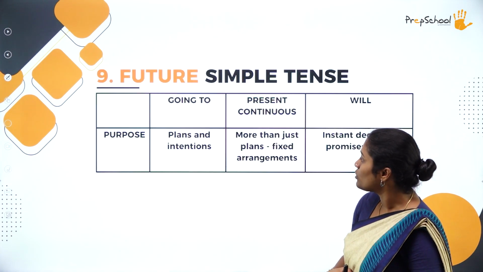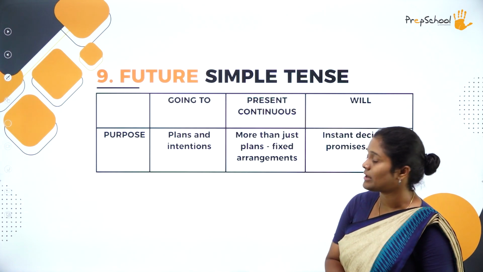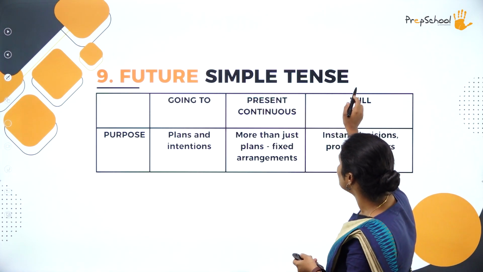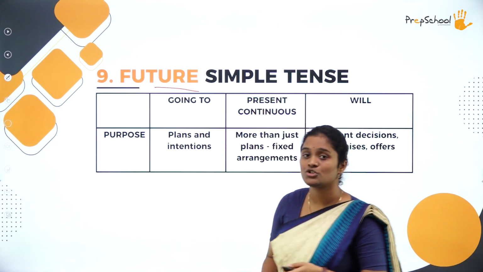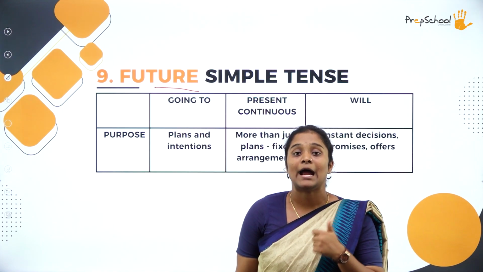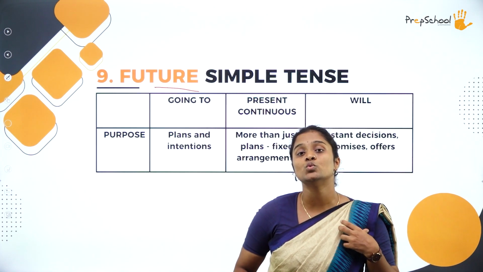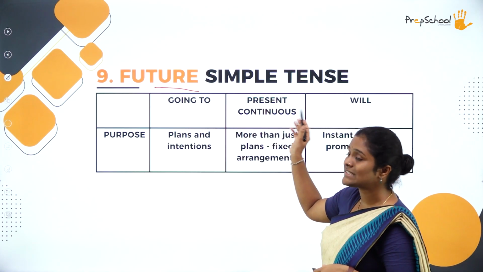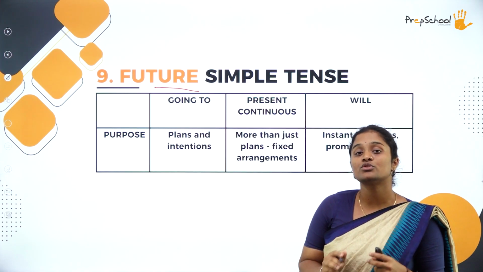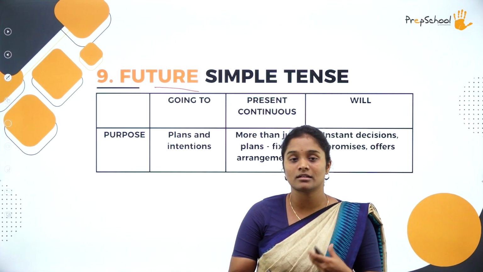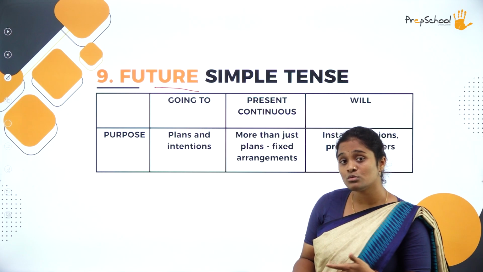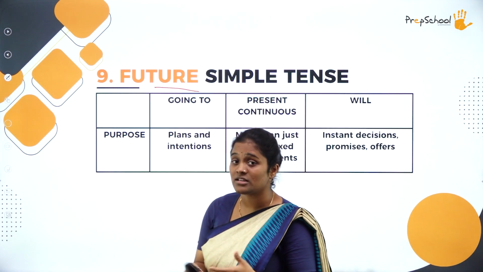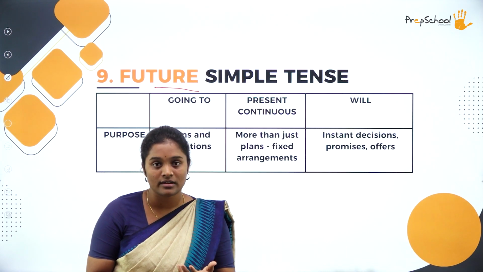Okay. Moving forward to the next one, which is future simple tense. Moving to the future tense, we have finished with the past tense and present tense. And in that, the first one is future simple tense. Now in future simple tense, you might be a little confused about whether to use going to, will, or present continuous. What is it that you have to use, right?